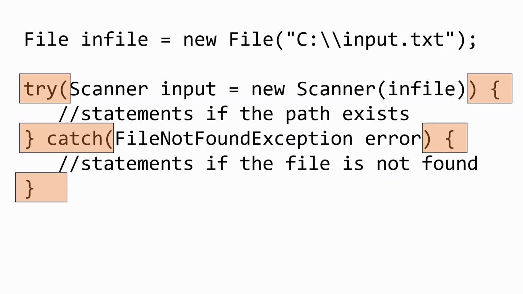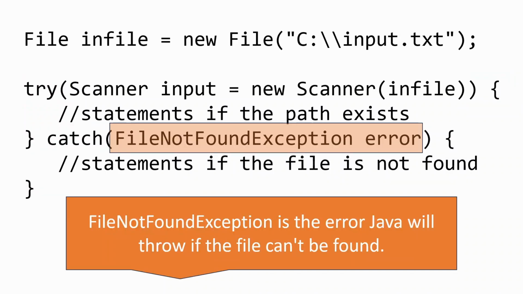To use the try-catch, start with the keyword try, and then construct your Scanner object. If that's successful, it will execute the statements between the braces. Then we use the keyword catch to catch the error. In this case, it's FileNotFoundException error. And then it will implement the statements in the braces if the file is not found.